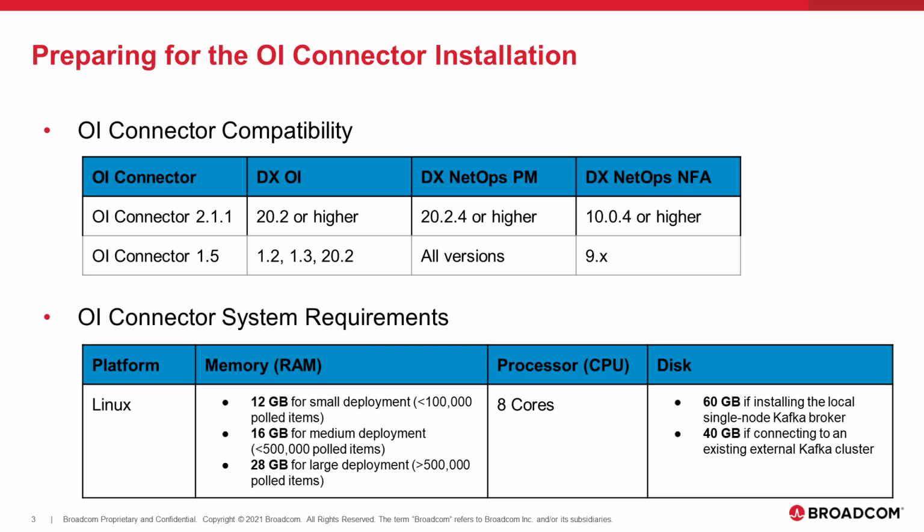Processor, 8-core, and then disk, 60 gigs if you're installing a local single node Kafka broker on the connector itself. So that Kafka broker is included within the connector, so it will install the Kafka broker. But you also have the option of specifying and utilizing an existing Kafka cluster broker. If you do have it already installed and configured, and you would like to use it for the connector, you can choose to do that, and you can specify it during the installation, and it will reduce the amount of disk space required by the connector if that's something you want to do.